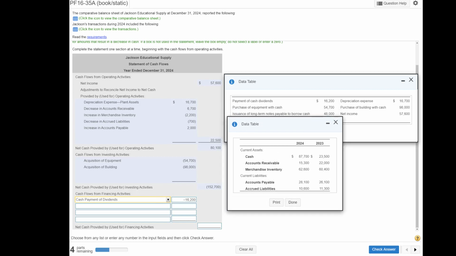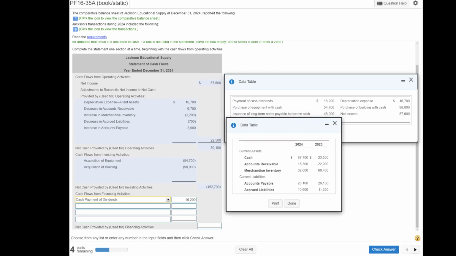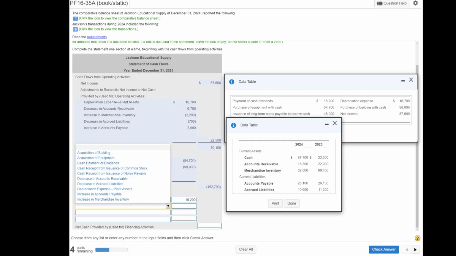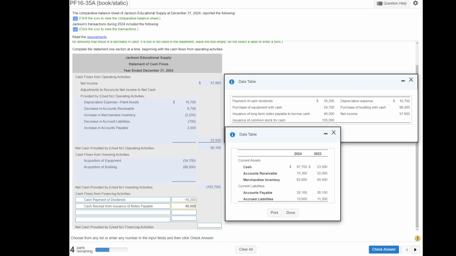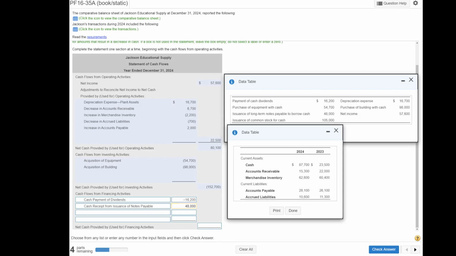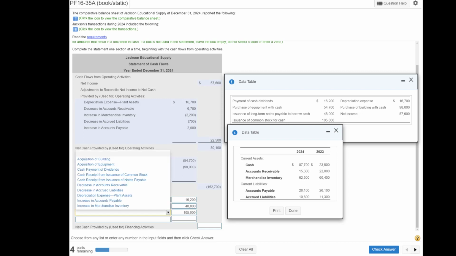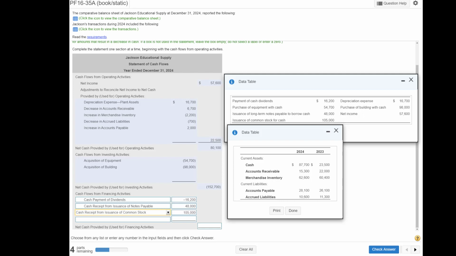What's next? Equipment, we've already done that. Issued long-term note payable to borrow cash. Cash receipt from issuance of notes payable, 48,000. And cash is going up, so we're going to leave that positive. Issuance of common stock, that's a lot of cash. Cash is going up, 105,000. Cash receipt from issuance of common stock. Why is common stock going in the financing activity section? Because that's equity.